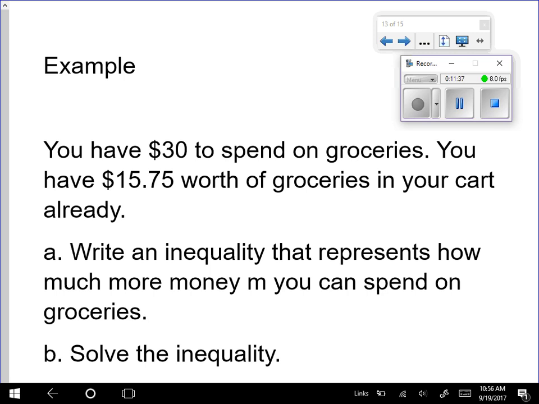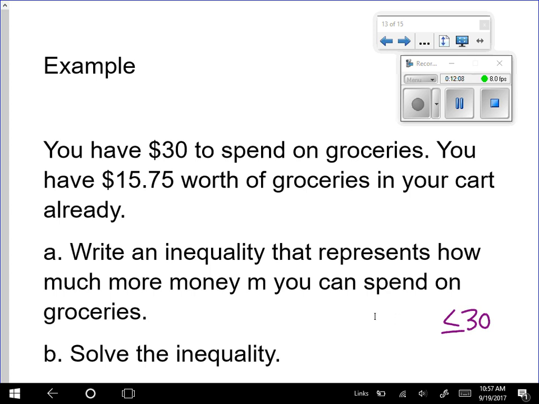You have $30 to spend on groceries. You have $15.75 worth of groceries in your cart already. It says write an inequality that represents how much more money M you can spend on groceries and then solve the inequality. Okay, so we can't spend more than 30. So that's kind of our starting point. So 30 is the most we have. So the cost of our groceries has to be less than or equal to 30. That kind of gets us the ball rolling.